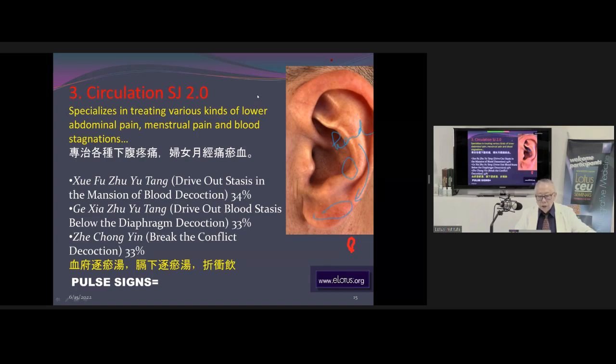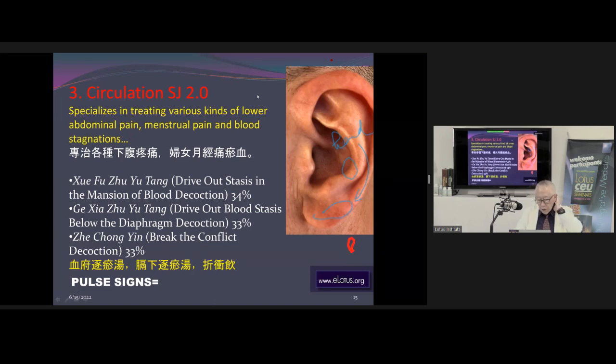Circulation Sanjiao specializes in treating various kinds of lower abdominal pain, menstrual pain, and blood stagnation. This one, like the name of it, circulation. Circulation means blood stagnation. So this one is especially designed for pure stagnation, like a traffic jam. I use this one.